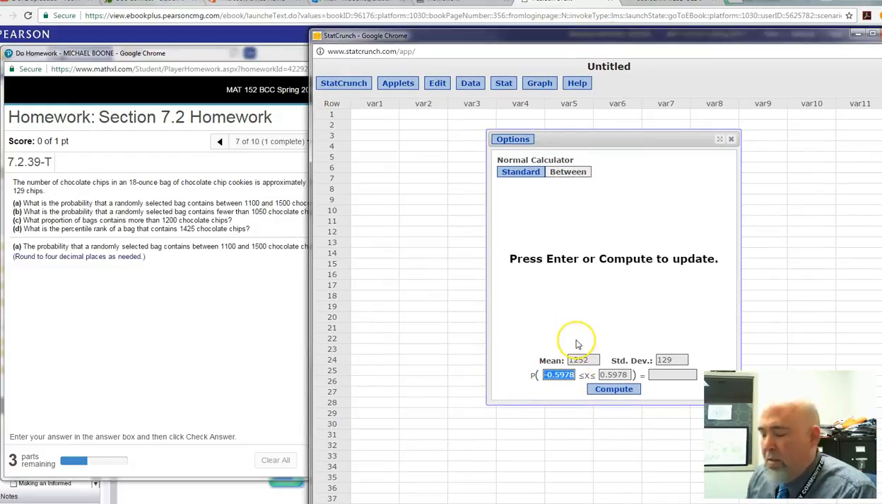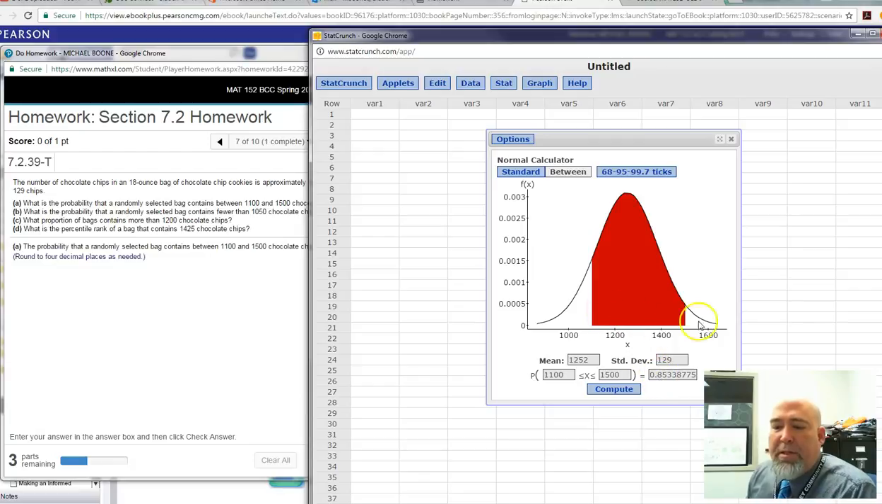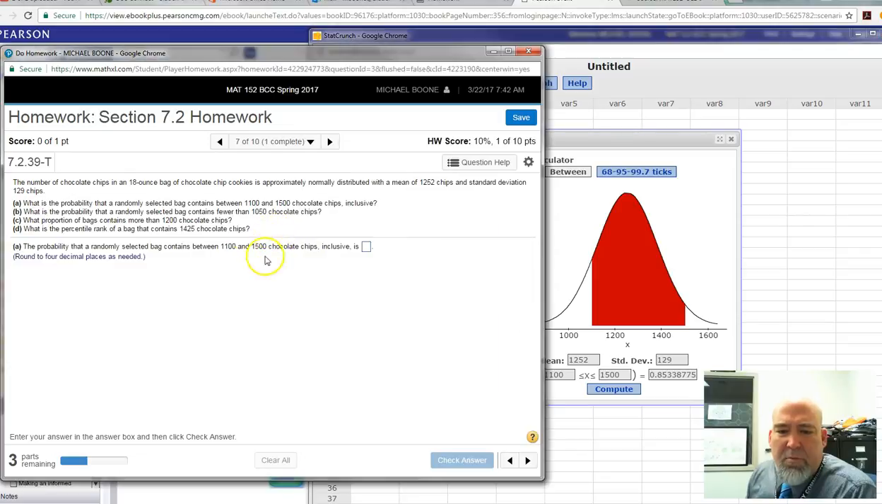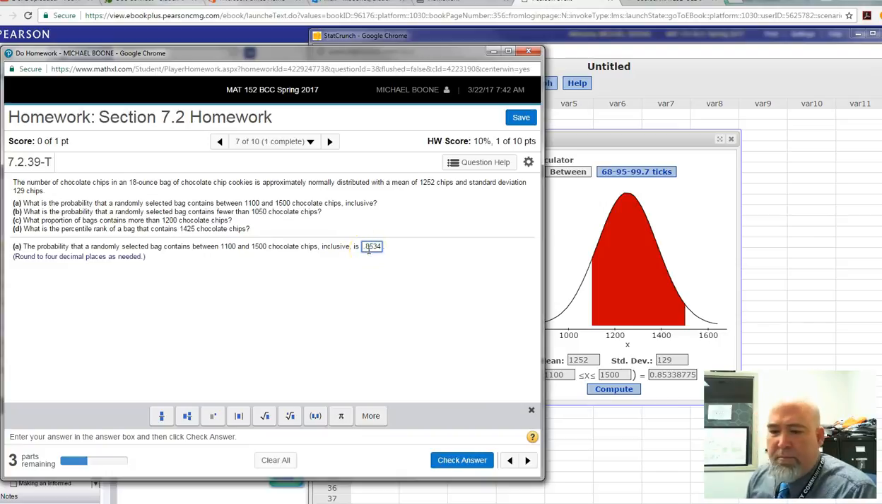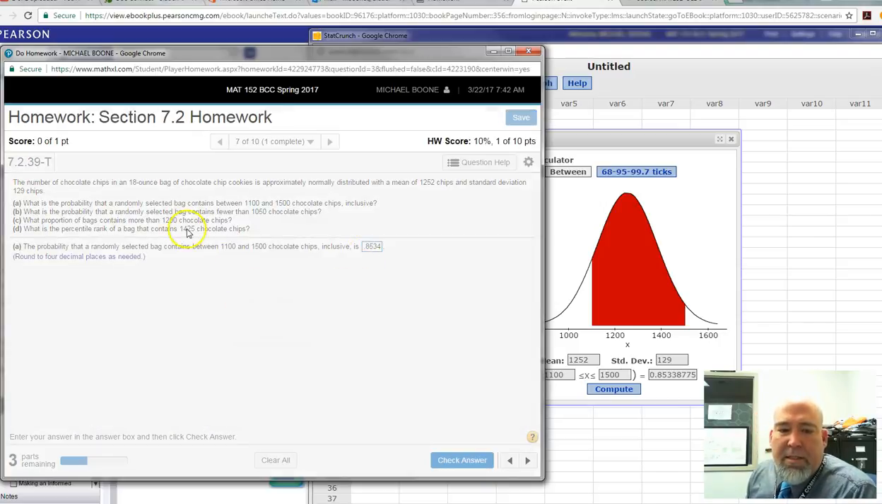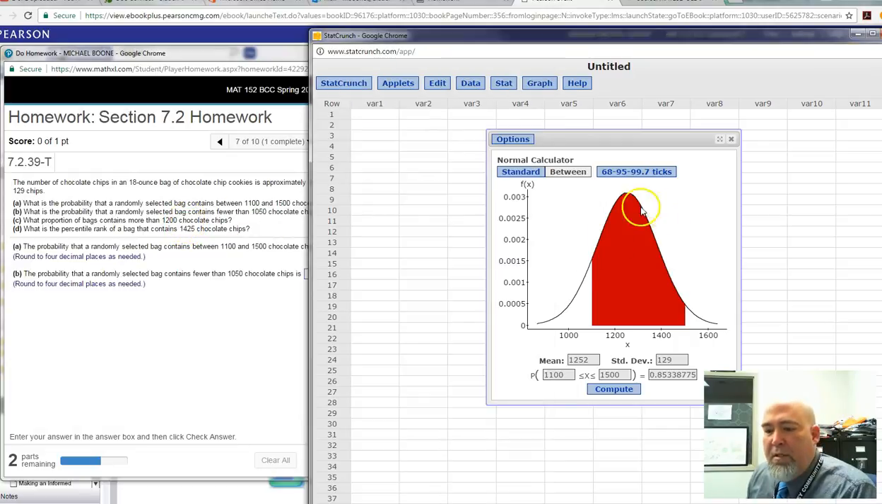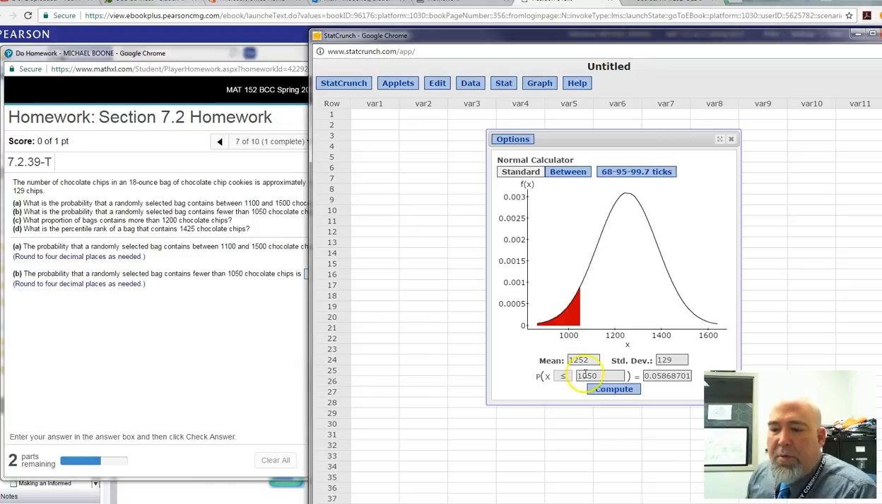Again, I'm in the between, 1100 and 1500. And it's going to give me that probability and give me a nice picture. So 0.8534, 4 decimal places. Next it's asking fewer than 1050. So now I'm just going to do a standard because I want to be less than 1050. And again, the picture should match up, right? So here we see 1050, and to the left is that area, the probability of that occurring, which in this case is 0.0587.